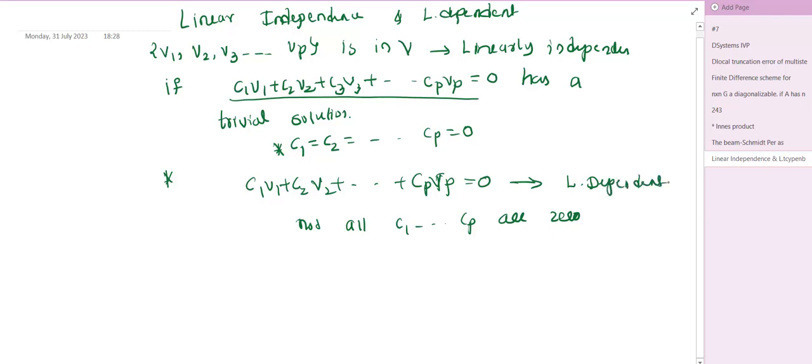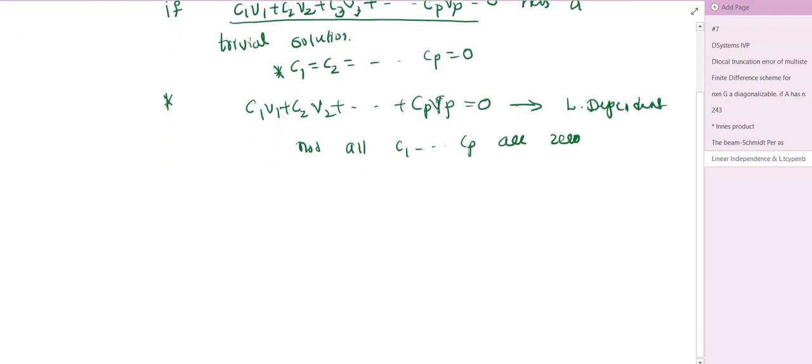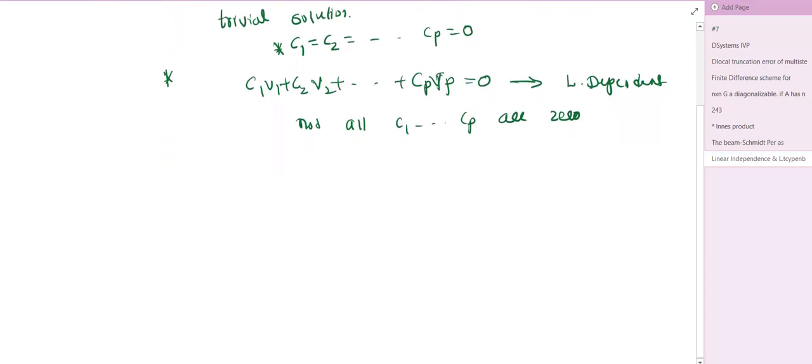Basically, linearly independent vectors means the linear combination of all the given vectors, wherein the weights we are talking about are all 0, means the system has a trivial solution. And when it has a non-trivial solution, then we call it linearly dependent.